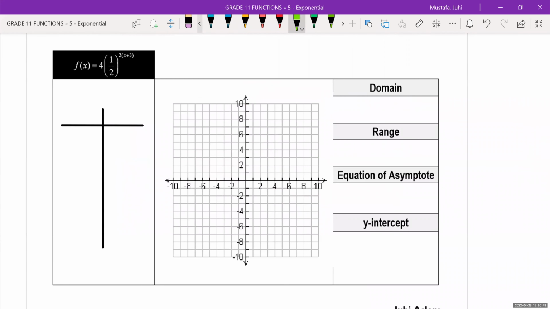What is the parent function in this, or the base function? Try again. Yeah, it would actually be 1 over 2 to the power of x. The 4 is actually a stretch. It's not the base function. So we're going to have x comma y. The numbers I pick are negative 2, negative 1, 0, 1, and 2.